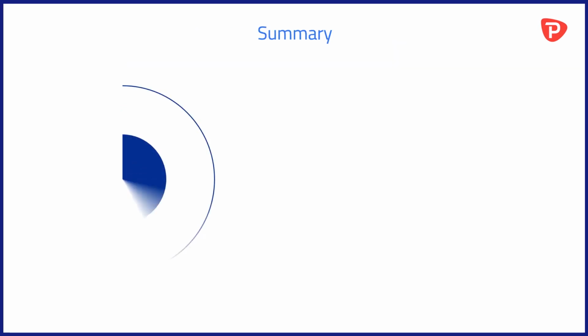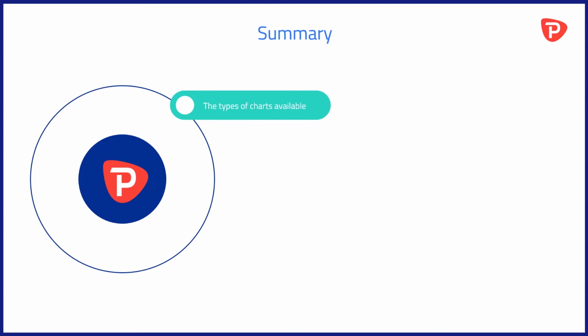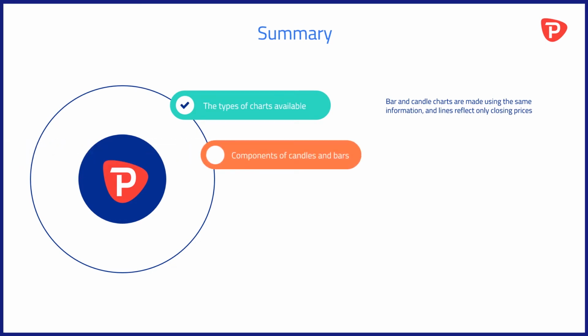In this session, we have looked at the types of charts available. We have seen that bars and candle charts are made up using the same information, and the line charts reflect only the closing prices. We have explored the components of the candles and bars, and we know that the candles and bars are made up of 4 important pieces of information: the open, the close, the high, and the low.